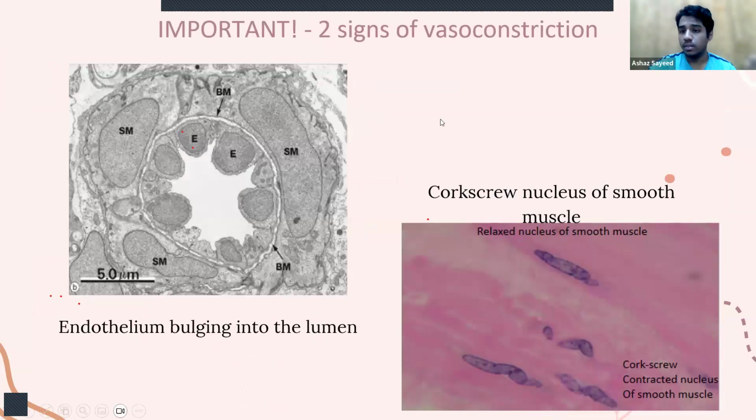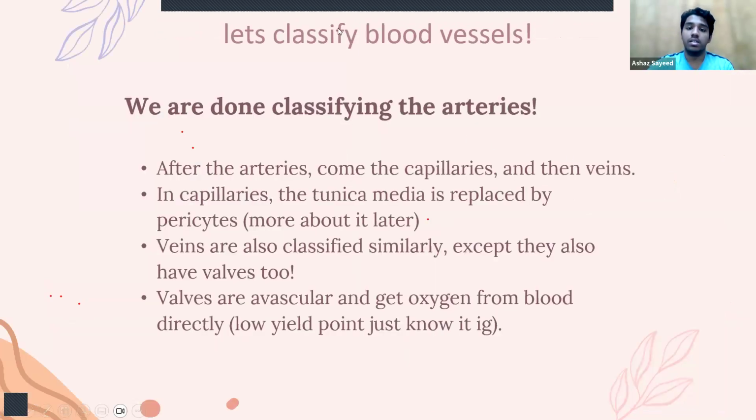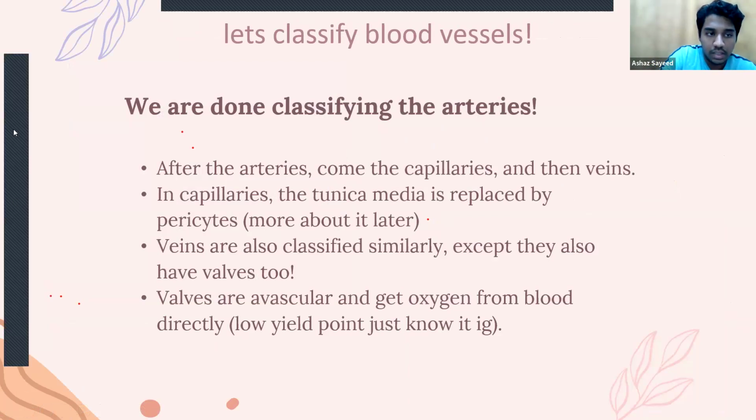This is an important thing. Two signs of vasoconstriction. We have the endothelium bulging in the lumen, and then you have corkscrew nucleus of the small vessel. Just remember these two. We are done with arteries. Now we have capillaries and then the veins. In capillaries, we just have the tunica intima and the tunica media. The tunica media is replaced by something called pericytes. I'll talk about it later.